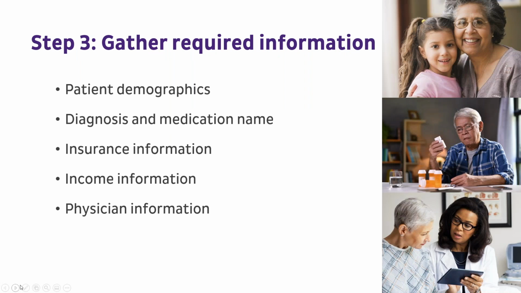The next step is to gather all the required information. If you meet the criteria listed on the previous slide, you'll need to gather all the following information before starting the application process. You'll need the demographic information of the patient, such as the name of the patient, address, phone number, and email address, the diagnosis and the medication name, as I described before, the health insurance information. Also, as just mentioned, you'll need your income and the number of people in your household. And lastly, the physician and facility contact information.